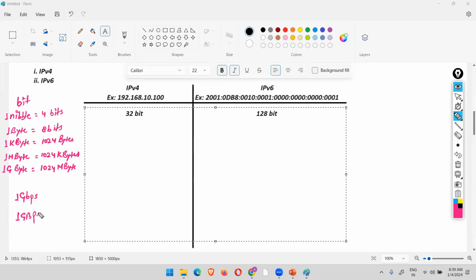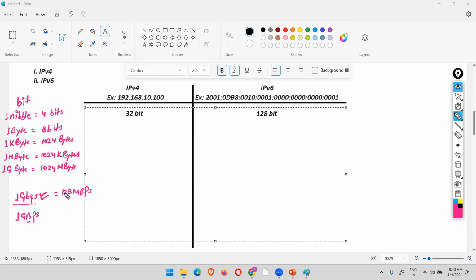They are not promising you gigabytes per second, but gigabits per second. And when you use this speed, the actual download speed that you will get will be only 128 Mbps. Why? Because a byte equals 8 bits. So if you convert to bytes, you have to divide this speed by 8, and that is what you're going to get. So your 1 GB file will not get downloaded in 1 second, but it will take 8 to 10 seconds.